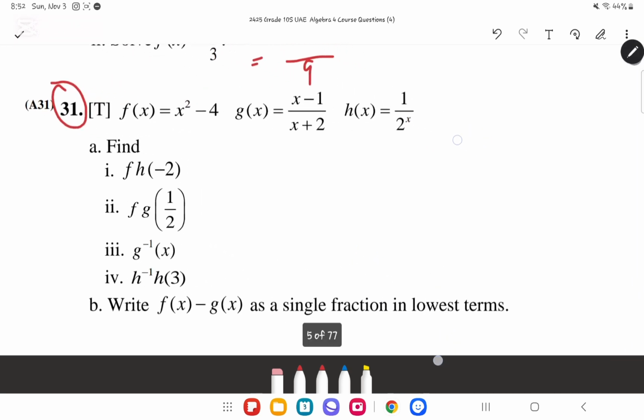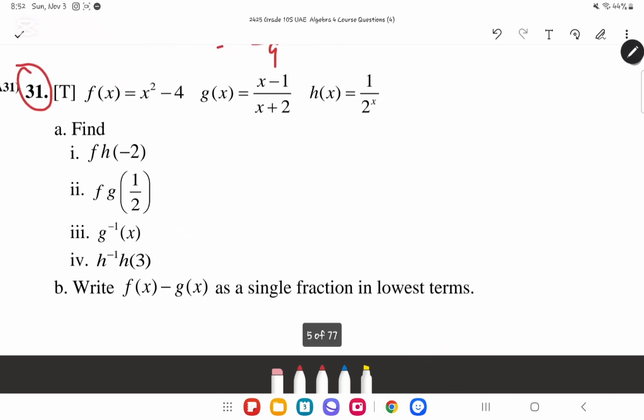They gave us 3 functions over here. They told us f(x) is x squared minus 4, g(x) is (x minus 1) over (x plus 2), h(x) is 1 over 2 to the power of x. They told us to find f of h of minus 2. First thing, substitute minus 2 in h and then substitute your answer in f.